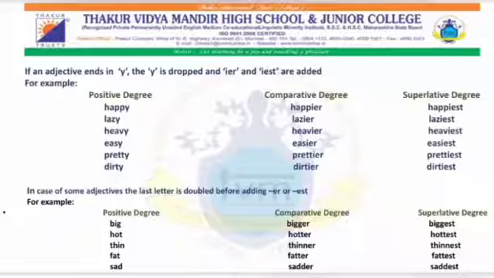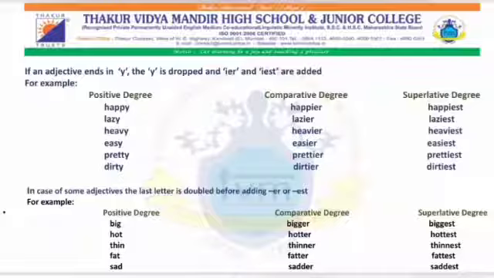In case of some adjectives, the last letter is doubled before adding ER or EST. Small words with a single consonant at the end preceded by a vowel. In such cases, we double the consonant and add ER or EST. For example, big. It is a small word ending with a consonant G and a vowel I before it.